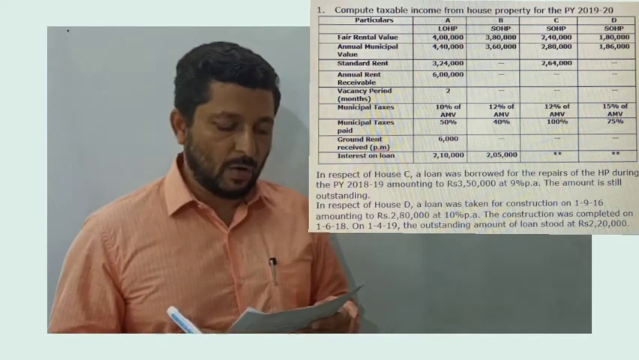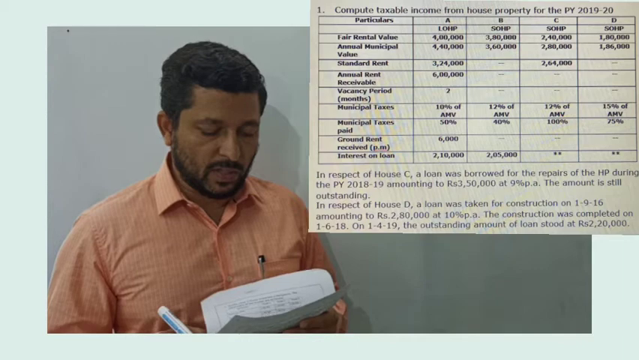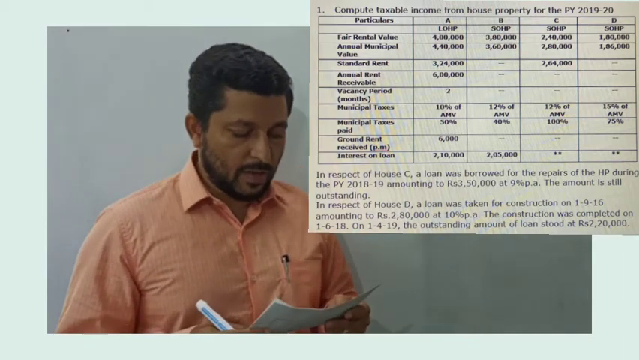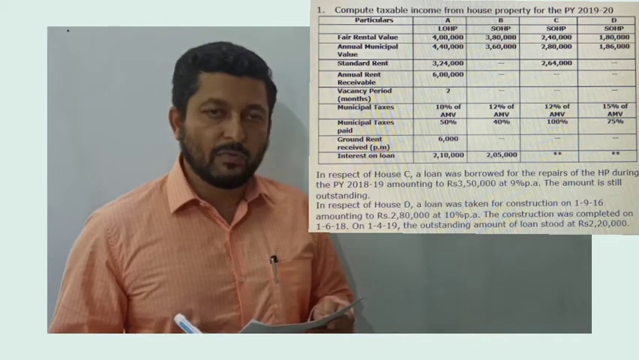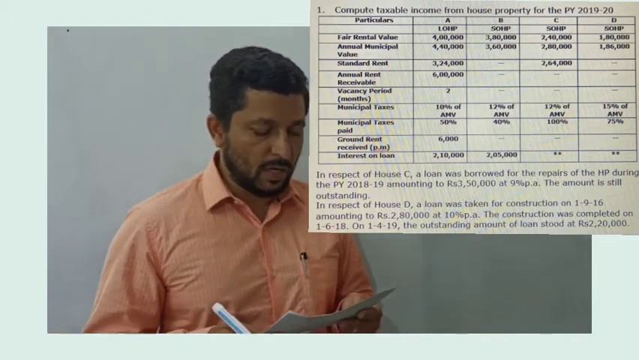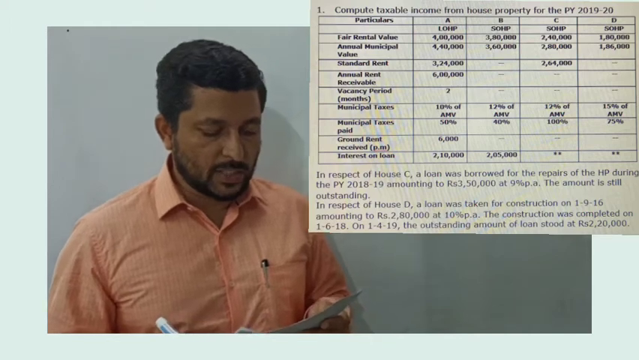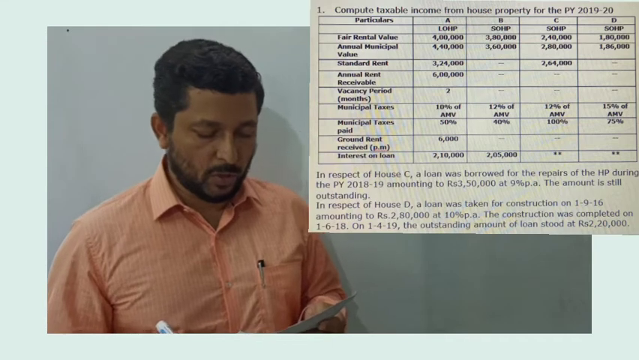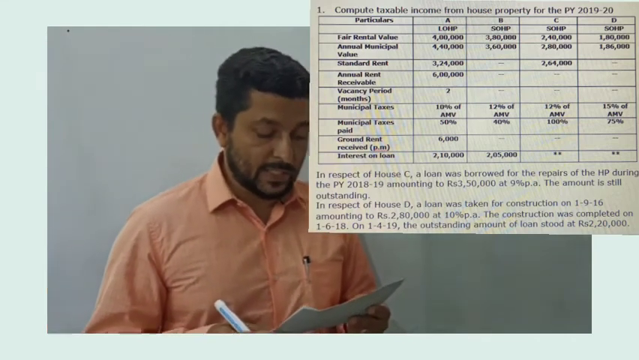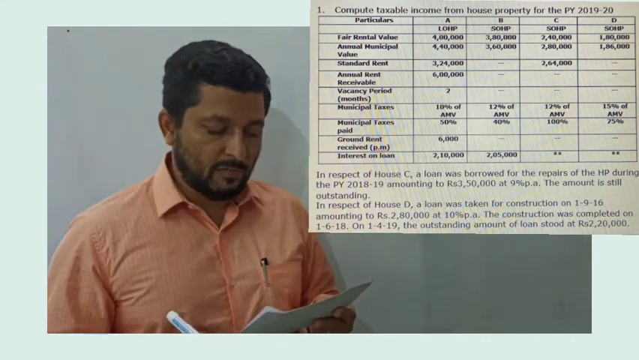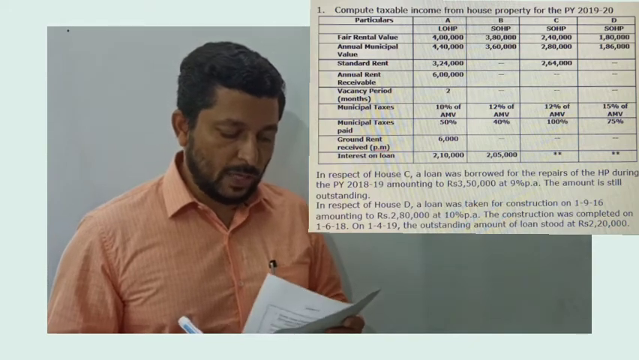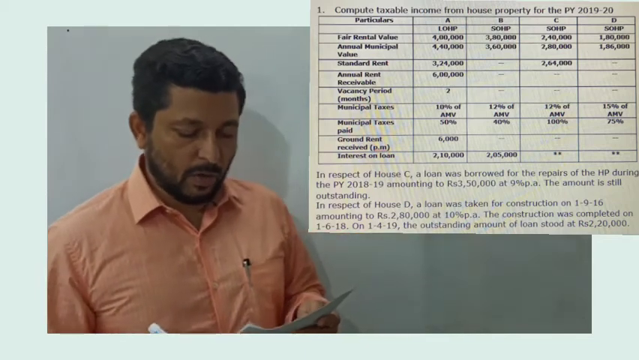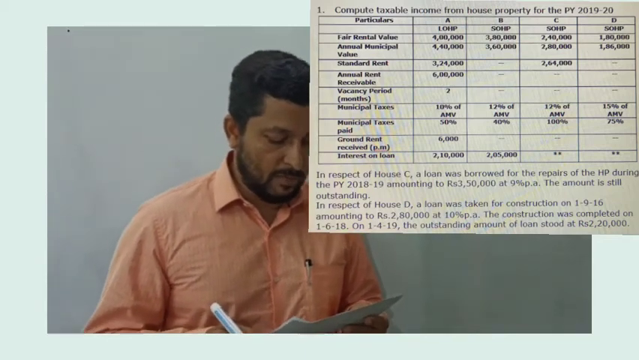Standard rent is given for House A, which is 3 lakh 24,000, and for House C, which is 2 lakh 64,000. Annual rent receivable is given only for House A, since that's the only house which is let out, which is 6 lakh rupees. House A remains vacant for 2 months. Municipal taxes percentage is given: 10% of annual municipal value for House A, House B is 12%, House C is 12% again, and House D is 15% of AMV.